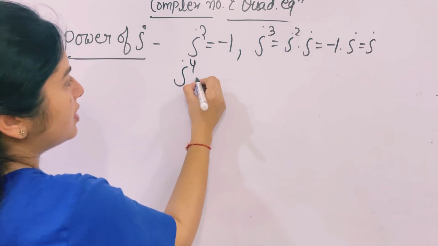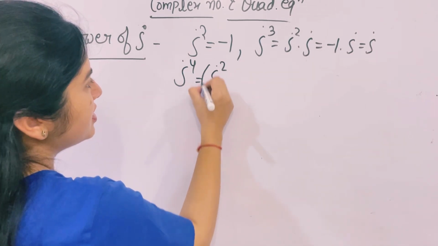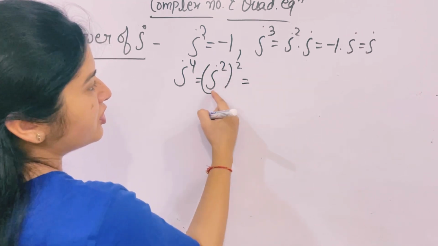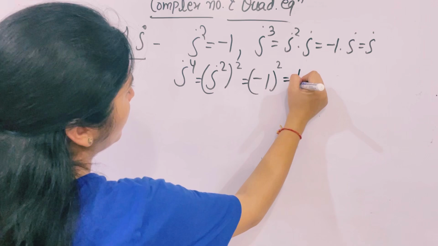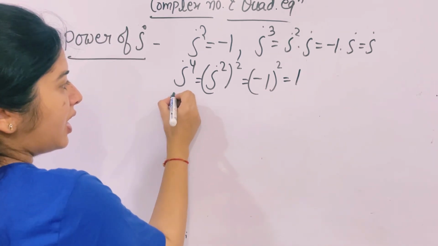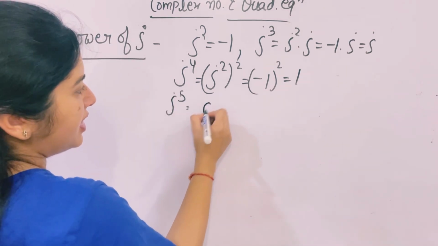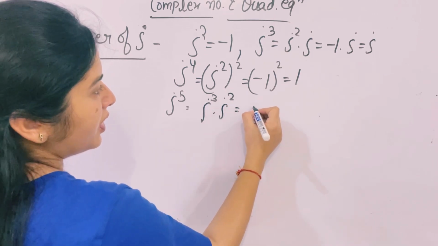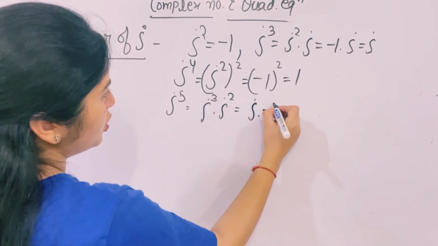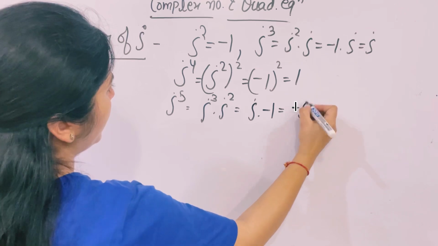Iota 4 is iota square squared, which is minus 1 square and becomes 1. Iota 5 can be written as iota cube into iota square, which is minus iota times minus 1, which becomes iota.